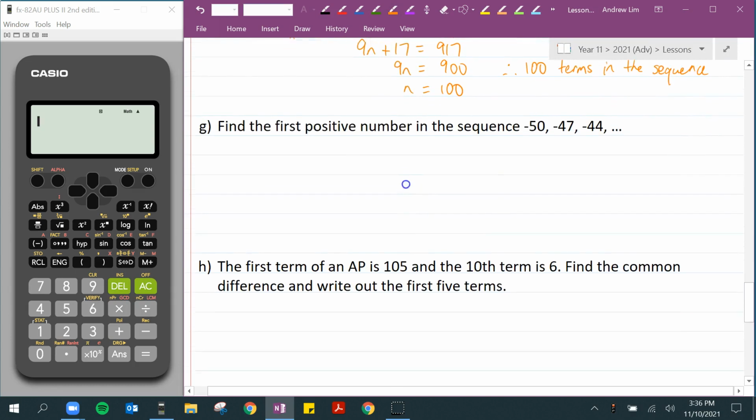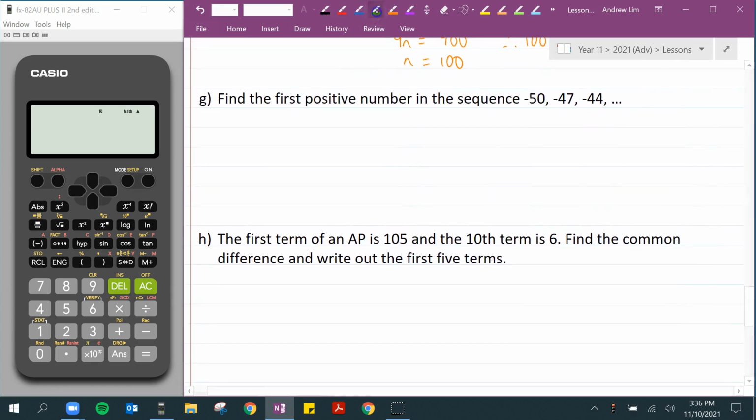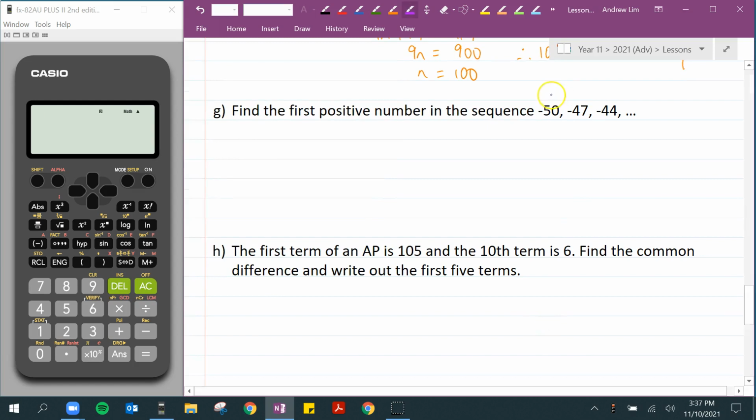Alright, G. Find the first positive number in the sequence negative 50, negative 47, negative 44, etc. So we can tell that it's getting larger, slowly approaching 0, and then will eventually become positive. But the first term is negative 50, second, negative 47, etc.